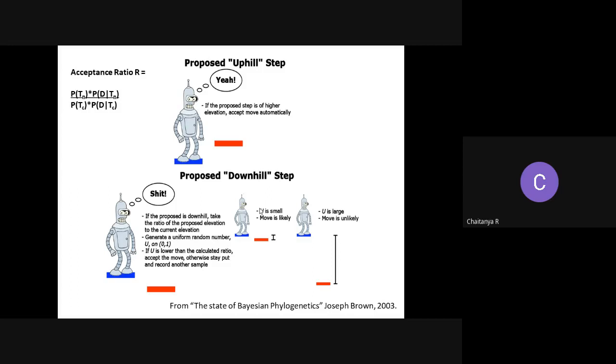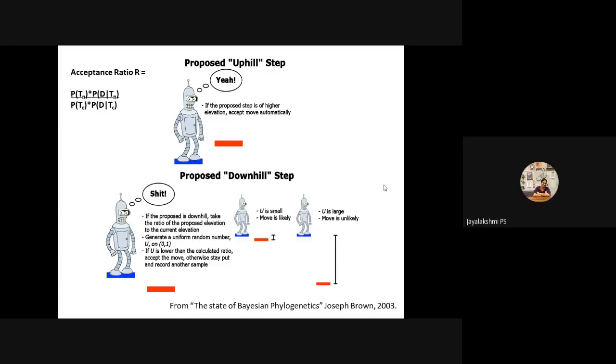So the idea behind this is, if the downhill step that I'm making is small, a very small step downhill, the algorithm will allow you to make it. However, if the downhill step is huge, like falling off a cliff almost, then the algorithm is going to reject that move and try to perturb the current tree a little more and find the next possible tree. Is this clear? No questions?